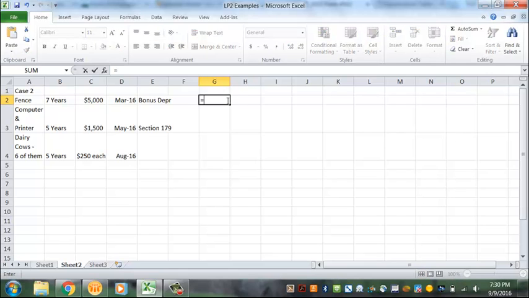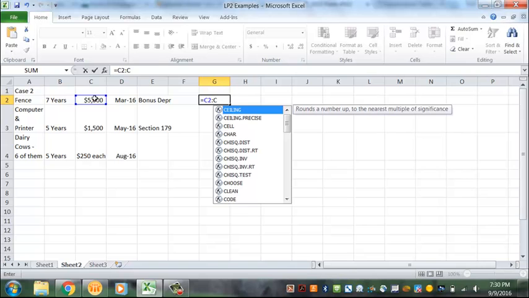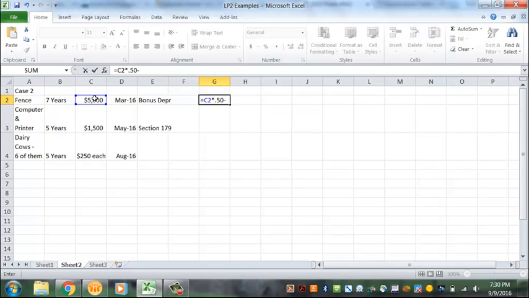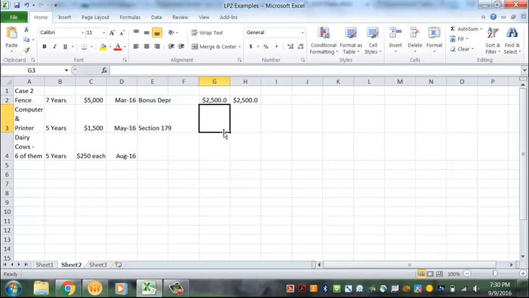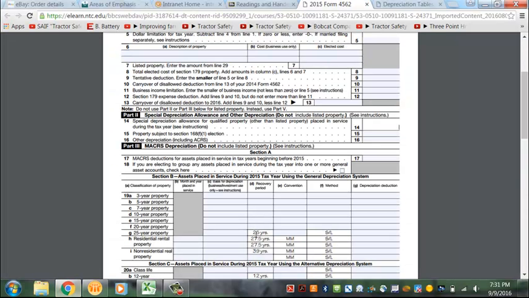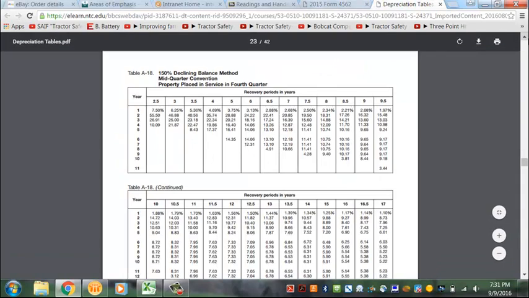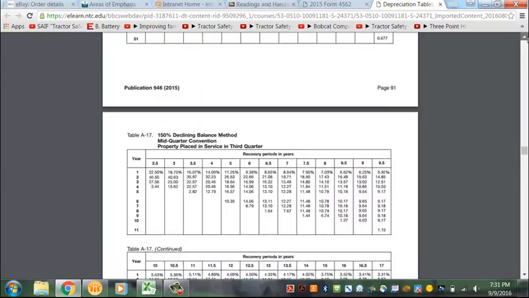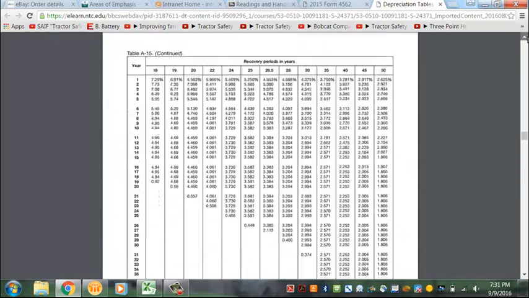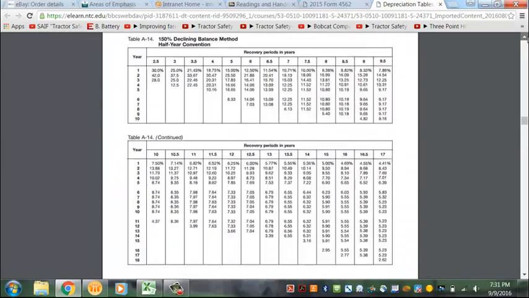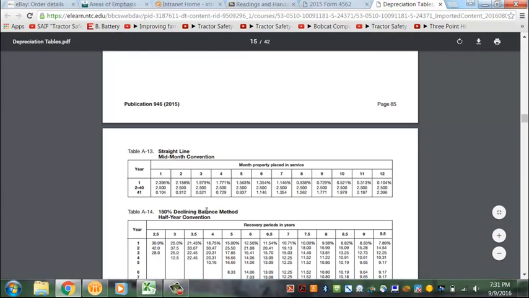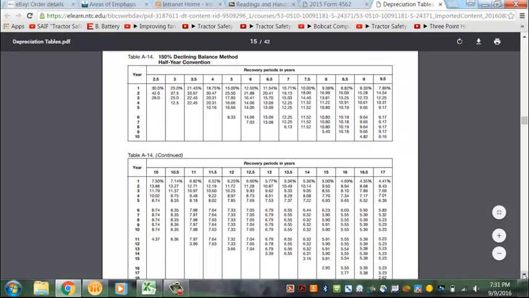We know that our bonus depreciation is going to take half, or 50%, of that amount. So we're going to write off $2,500 right away, and we have $2,500 left to depreciate. We know that these are not mid-quarter conventions, so we don't have to worry about that. So we just are worried about half-year convention. So if we go back to our depreciation tables up here, we are going to scroll way back up to the half-year convention tables. Here we go. So 150 declining balance method, half-year convention. And we know that the fence is a 7-year useful life.